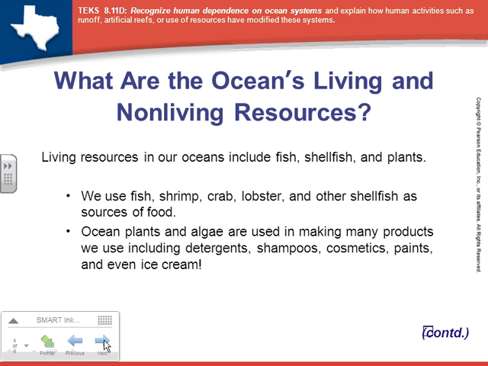So let's talk about the living resources that we use from the ocean. In our ocean we have fish, shellfish, and plants, and we use all of these resources. We use fish, shrimp, crab, lobster, and other shellfish as sources of food. And we use ocean plants and algae in making many household products, including detergents for our clothes, shampoo, cosmetics, paint, and even ice cream.